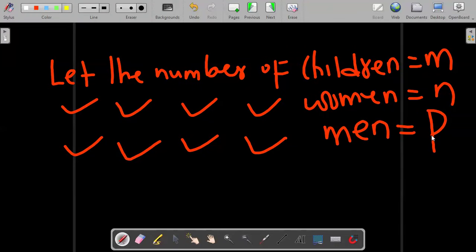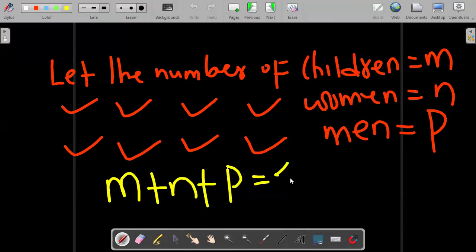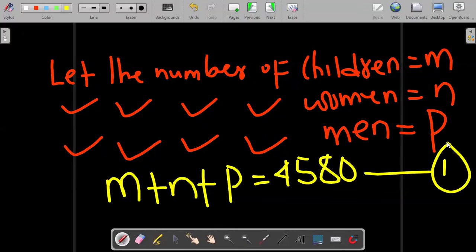So what do we know? If I add the children plus women plus men, it will give us 4,580. Is it not? Because I don't know the value of M, N, or P, let's call it equation 1.